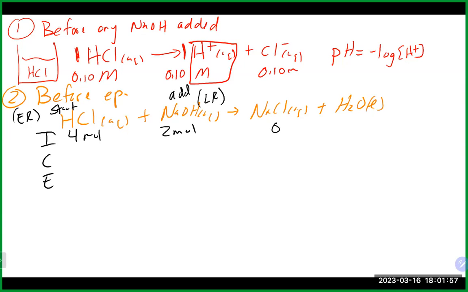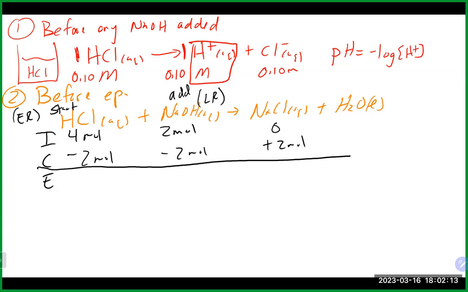So in this case, we actually know the change. The change should be the moles of the sodium hydroxide that we added. So we will use that number: -2, -2, and a +2 here. That means when we reach equilibrium, we will end up with 2 moles of this guy, nothing of that guy, and 2 moles of this guy. First off, any questions so far on the table here?